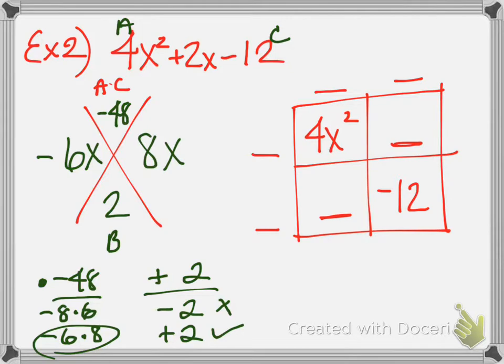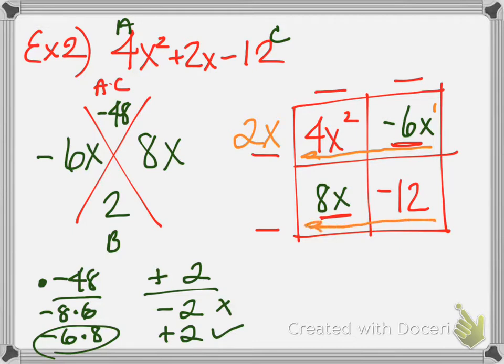So I'll come over to the box now, put those in, and now we factor out the greatest common factor and the greatest common variable. So moving across, 4 and negative 6, the greatest common factor would be a 2. For the greatest common variable, x squared and x to the first, we would only be able to take out a single x. On the bottom, 8x and negative 12. Here we can take out 4 as the greatest common factor, and there's no greatest common variable because the 12 does not have an x.